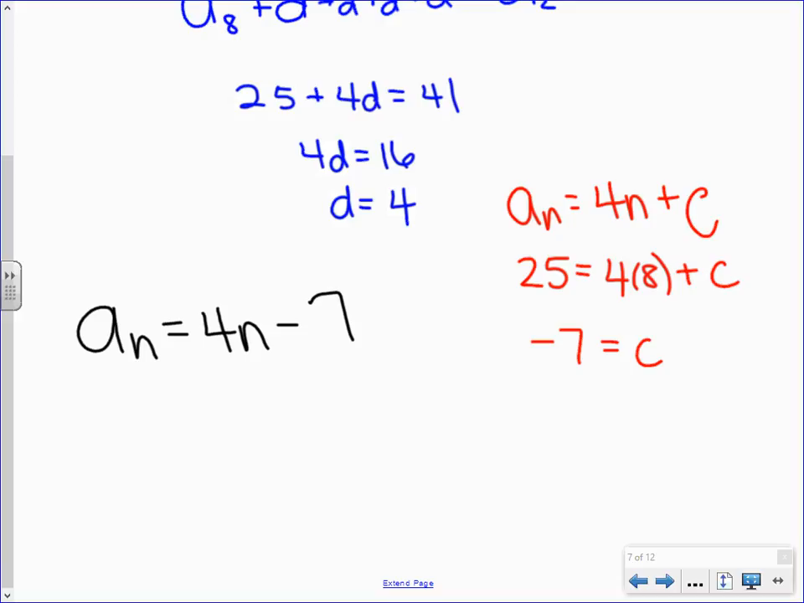Okay. So now if we want the first 5 terms, we can plug in 1 to get negative 3, plug in 2 to get 1, plug in 3, get 5, 9, 13.